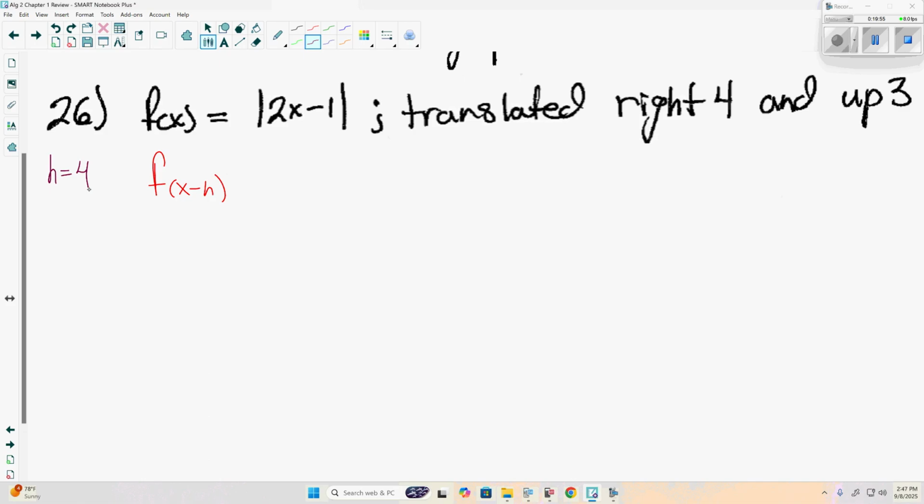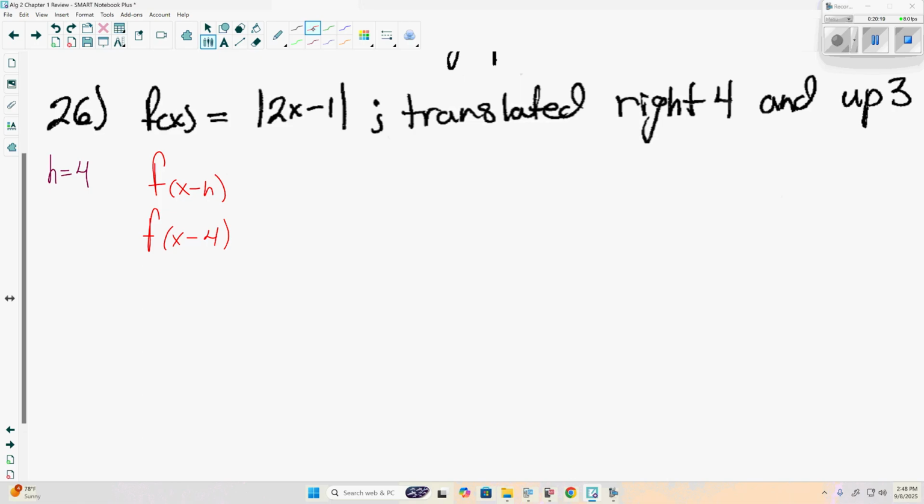Now we will plug that value of h into our function. We'll plug it into h, telling us that we have x minus 4. If we had been moving left 4, our value of h would have been negative 4. We would have plugged it in and got x minus negative 4. That negative and negative would make a positive.